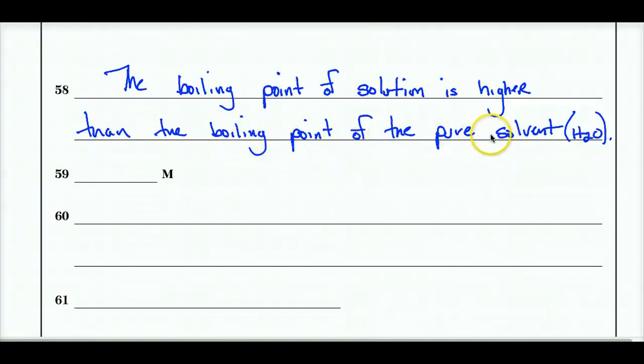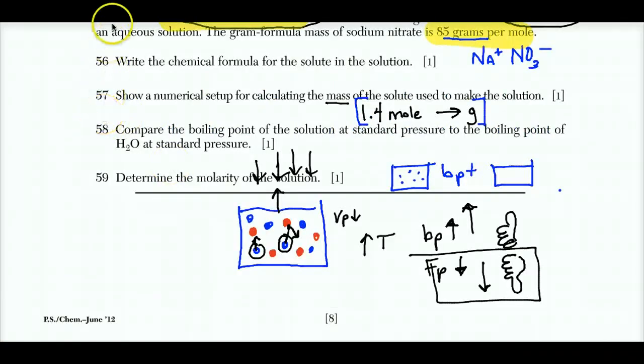Now when you're answering these types of questions, make sure that you answer them based on what they said. You have to pay particular care to how they want you to answer the question. They want you to compare the boiling point of the solution to the boiling point of the standard. So I would answer the same way. The boiling point of the solution is going to be higher because of boiling point elevation, and the boiling point of the water, the solvent, is lower. You should answer exactly how they ask it. Very important.